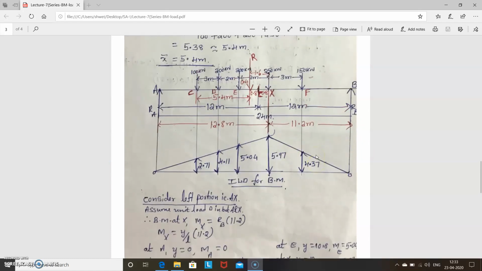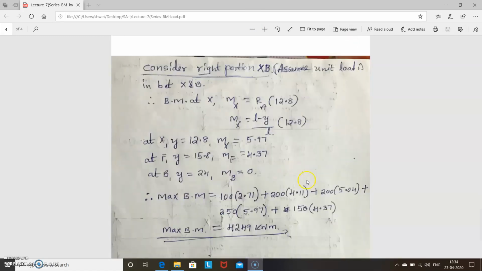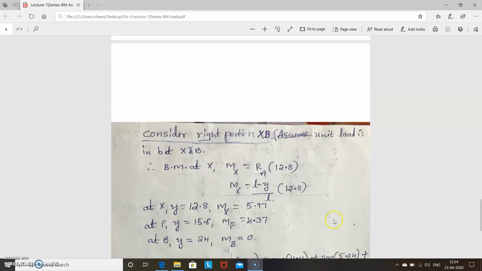Next step is what? You have to calculate maximum bending moment under the load 250 kilonewton. So what you have to do? You have to multiply this load with the corresponding ordinate value. So what is that? 100 into 2.71 plus 200 into 4.11 plus 200 into 5.04 plus 250 into 5.97 plus 150 into 4.37. So you get maximum bending moment is equal to this value. Okay, so like this, I think now you understood how to find maximum bending moment when the load is given.